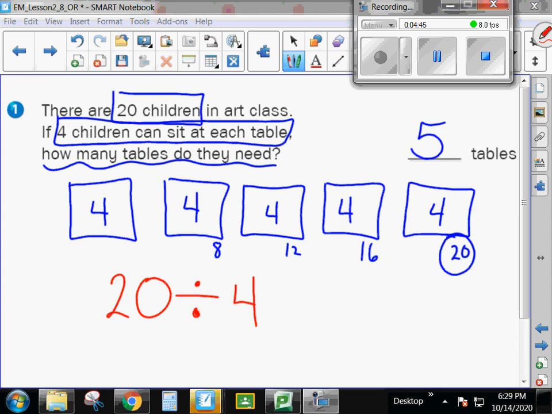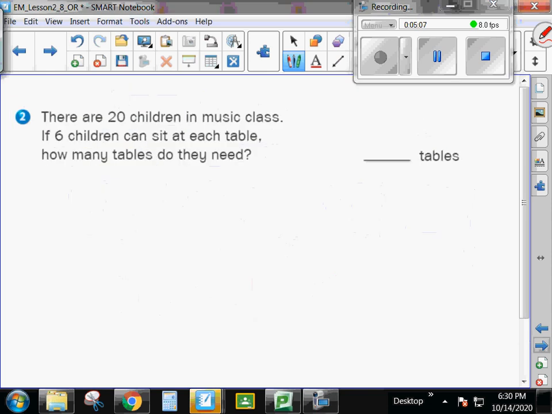When you took those 20 kids and divided them into groups of 4, how many groups did it take? 5. 20 divided by 4 equals 5. Okay, so this is the number model that goes with this problem. You knew how many kids there were. You were dividing those kids up. All right, let's try another problem.